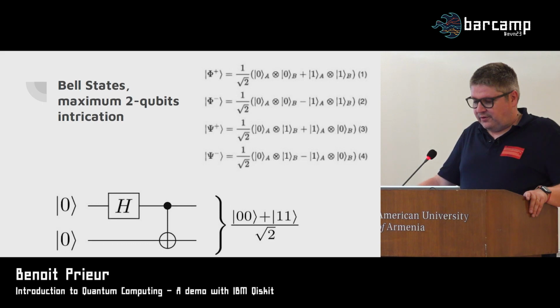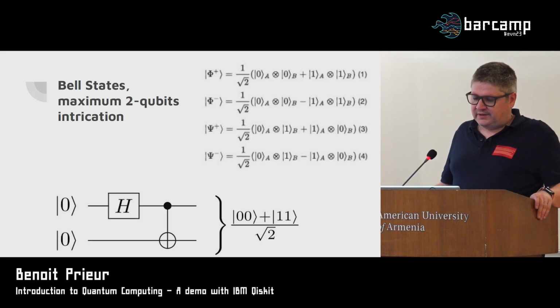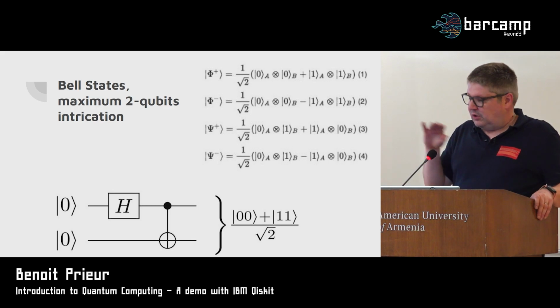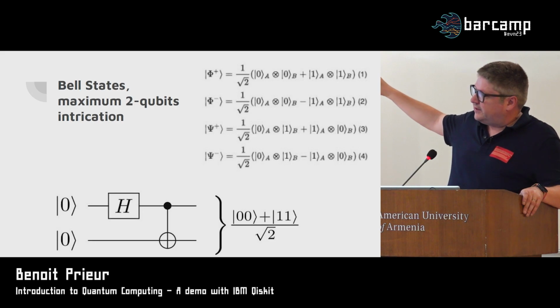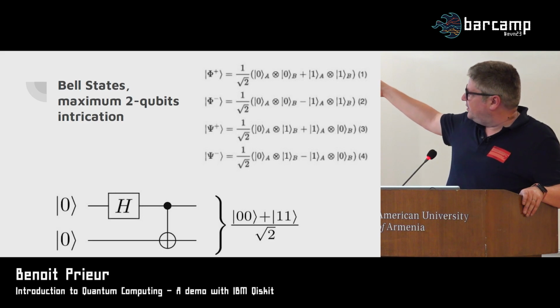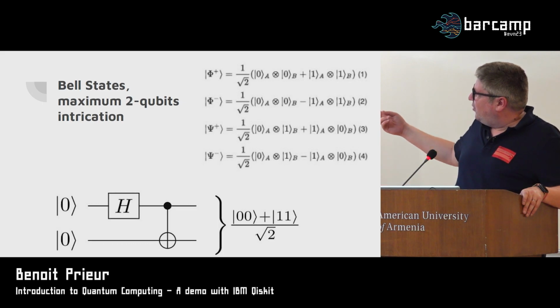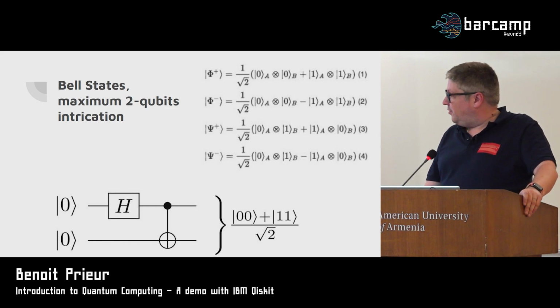Just a result, the Bell state, it's the same Bell as before. It's the maximum 2-qubit intrication, and don't pay too much attention to the equation, but these 4 states are for maximum intrication, entanglement. Intrication is entanglement for 2 qubits. So one of them is this one, the first one, and the quantum circuit to do that is this one.